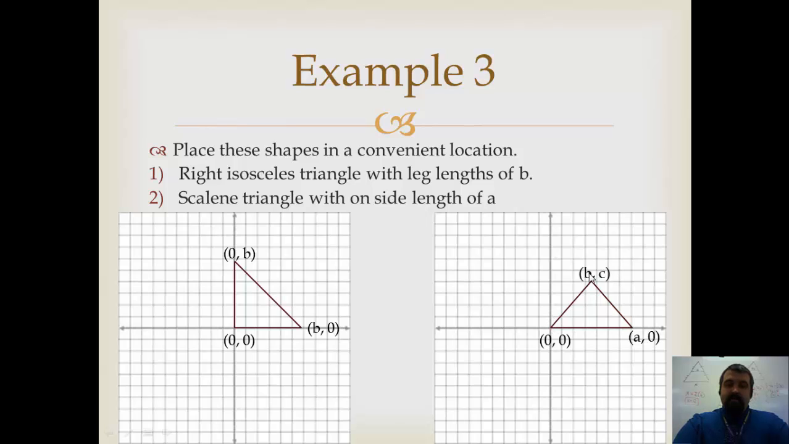It could be. B could be 0. C could be 0. And it could be a right angle. However, it's just a scalene triangle. This covers every single possible case.